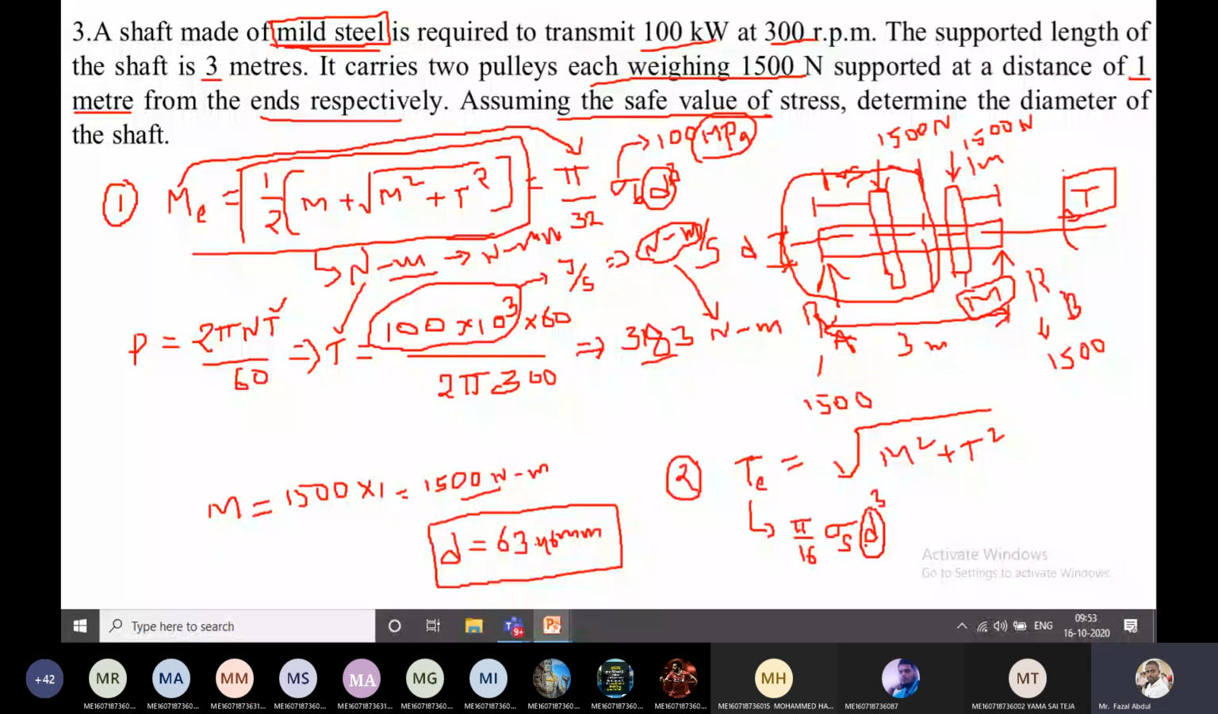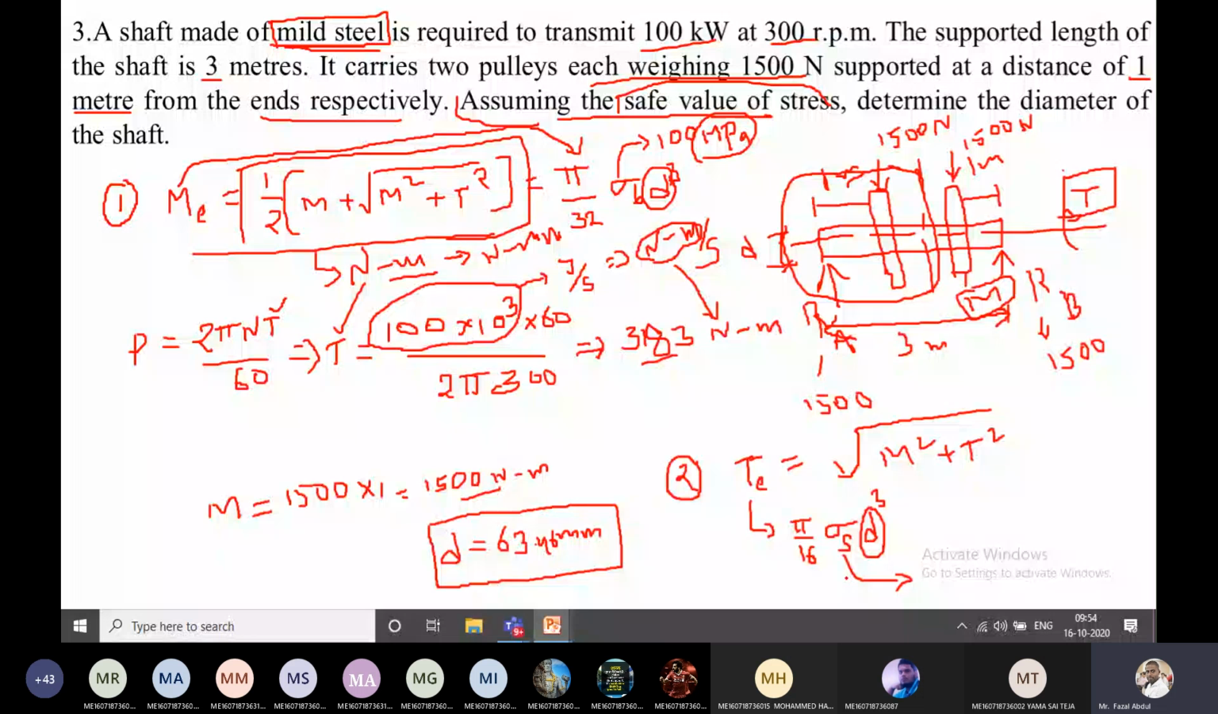Now, sigma is not given in the question; it is left to your choice. Select the proper value of safe stress. When the statement is like this, first go through the material. What type of material is given? Mild steel is given in the question. So for mild steel, the permissible shear stress value is 60 megapascal. Remember these values. 60 megapascal is nothing but Newton per mm square.